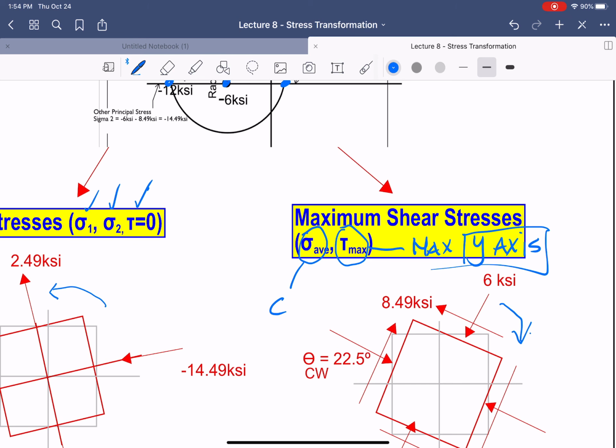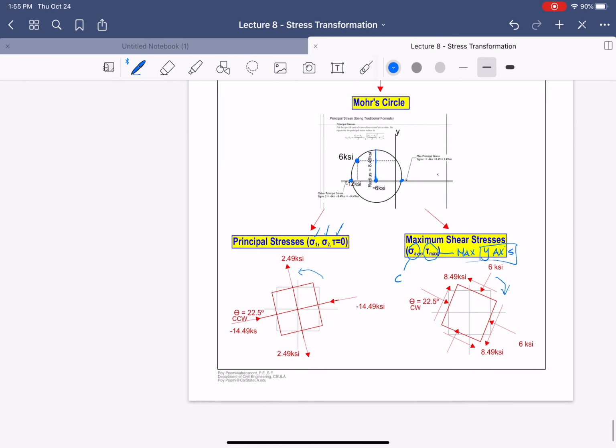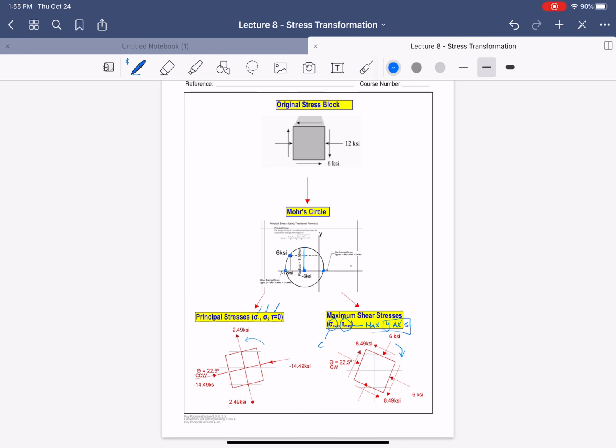All right. Hopefully that clarifies and explains how to do the original stress block, Mohr circle, principal stresses, and maximum shear stress plot.